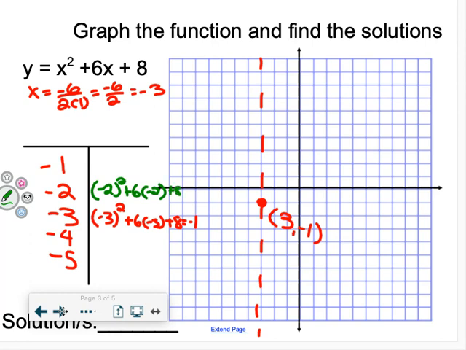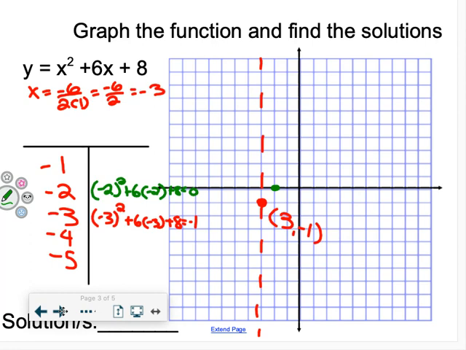Negative 2 squared is 4. 6 times negative 2 is negative 12. So 4 minus 12, we're at negative 8. Plus 8 gives us 0. So this is saying at negative 2, we are at 0.